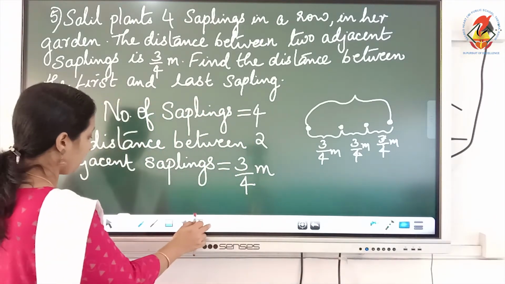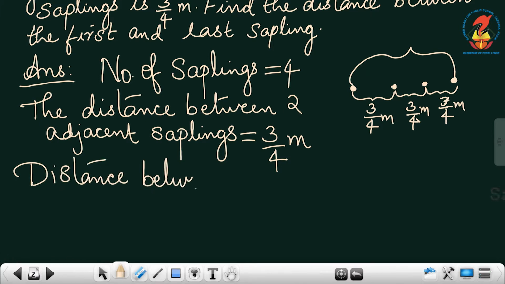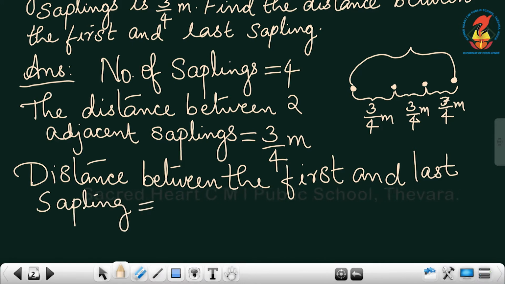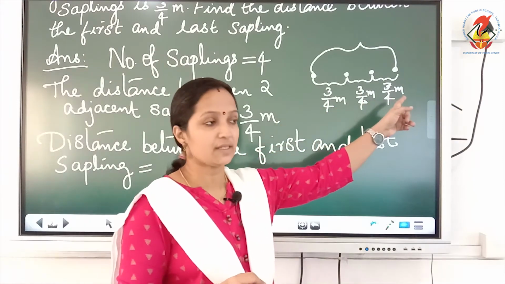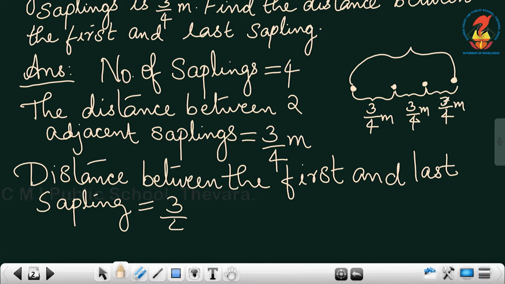How will we find the answer? Distance between the first and the last sapling. First and last sapling. That means we have to add this distance. Is it 3 by 4 plus 3 by 4 plus 3 by 4? That is the meaning. 3 by 4 plus 3 by 4 plus 3 by 4.